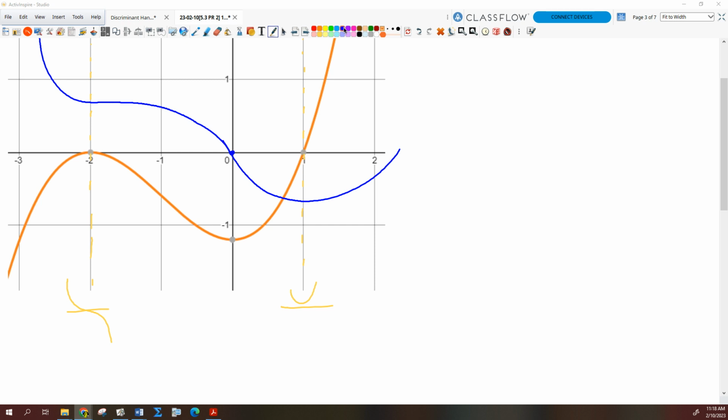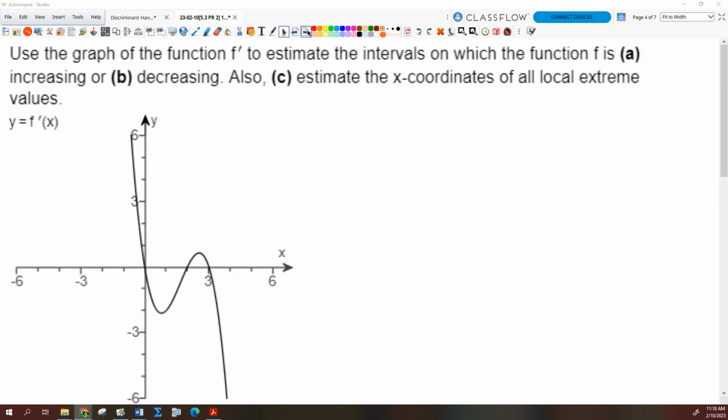Okay, give me 1 to 5. Is that all making sense? Okay. Questions? Okay. Probably just need some practice on this.